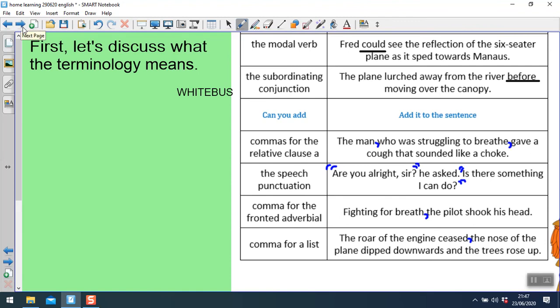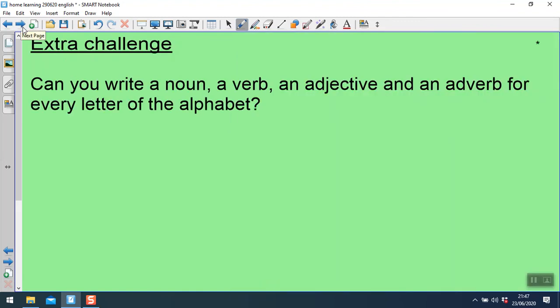Well done. The extra challenge is to write a noun, a verb, an adjective, and an adverb for every letter of the alphabet. And what you could do is list the alphabet all the way down your page and put a noun first and then a verb next, then an adjective and then an adverb, and just see how many letters of the alphabet you can get covered.